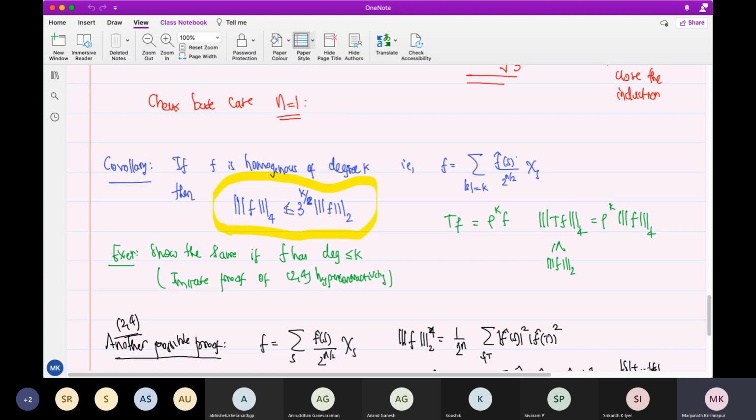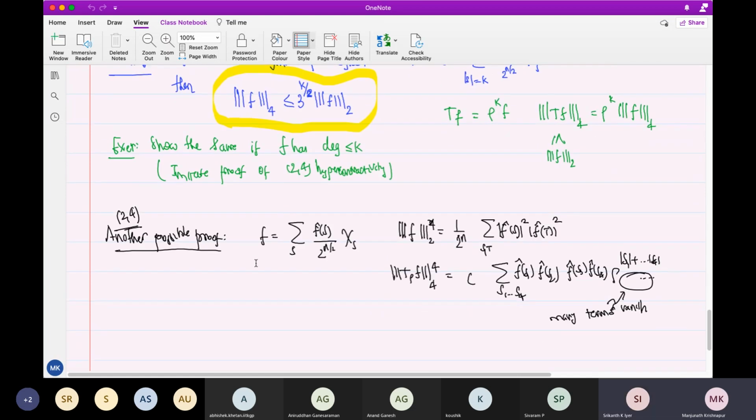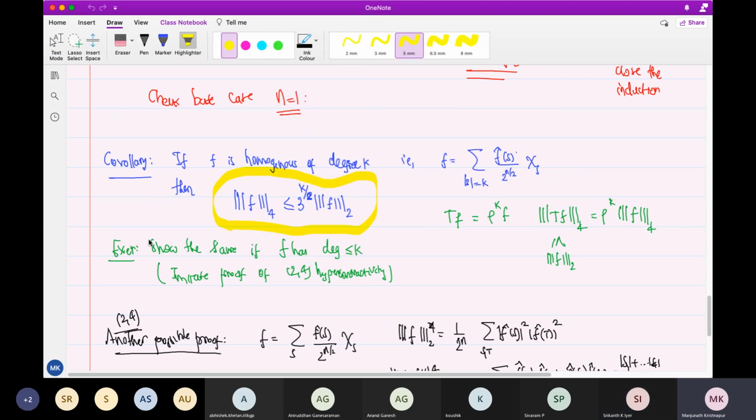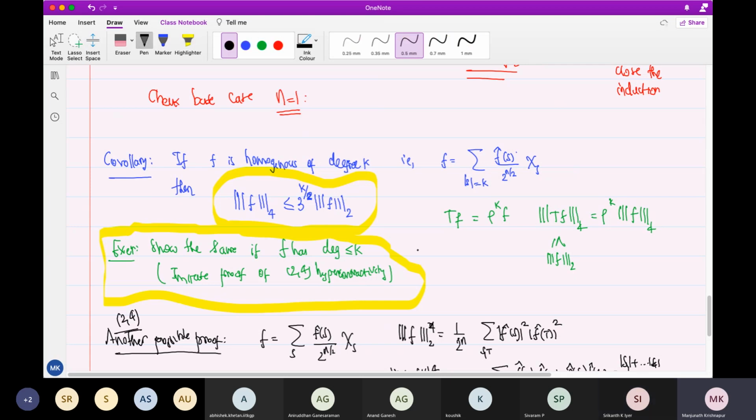I gave an exercise. Actually, this is the exercise that we will use. We will be using this exercise rather than the 2,4 hypercontractivity theorem. I do not know if you can deduce this exercise from there. This is in O'Donnell's book, he calls it Bonami's lemma.